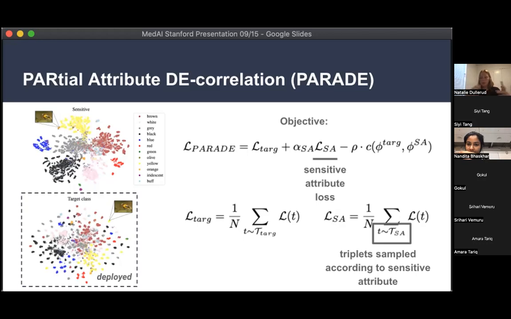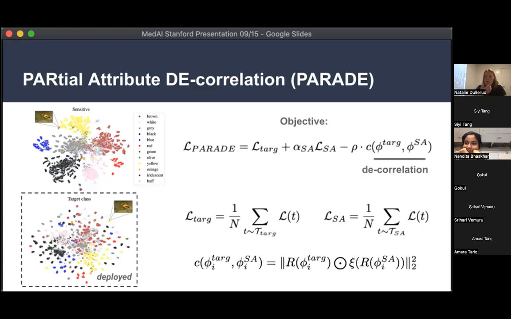And so again, the gradient from the sensitive attribute embedding is propagated back through the model. So the model, even when the sensitive attribute embedding is removed at test time, will still retain information about the sensitive attribute depending on these constants, alpha SA and rho, which I'll return to in a couple of slides. And so finally, we have the component that learns the decorrelation.